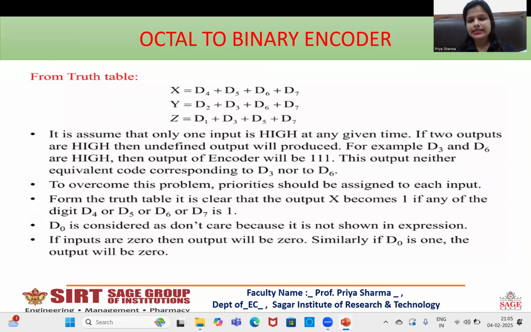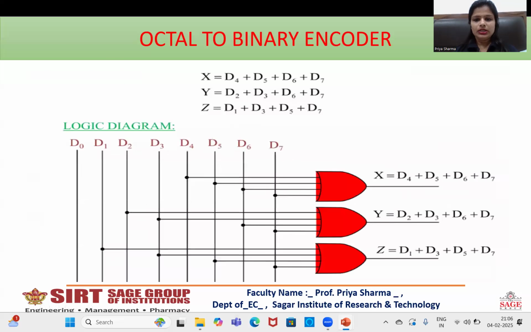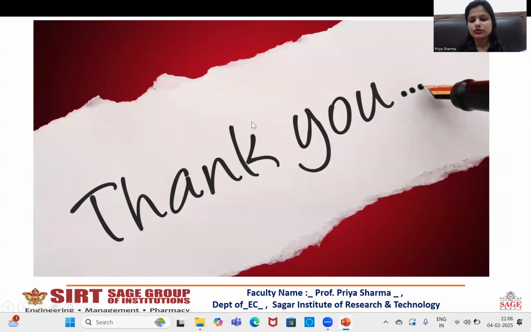From the truth table, it is clear that the output X becomes 1 if any of D4, D5, D6 or D7 is 1. So X will be high when any of these is high. D0 is considered as don't care because it is not shown in the expression. If the inputs are 0, then the output will be 0. Similarly, if D0 is 1, the output will be 0. Again, it can be realized using the expression X equals D4 plus D5 plus D6 plus D7, and similarly other outputs can also be realized.